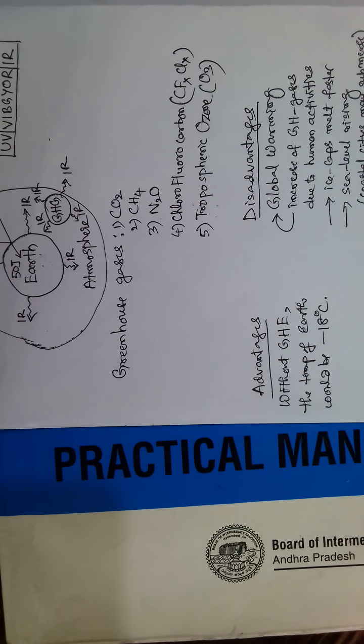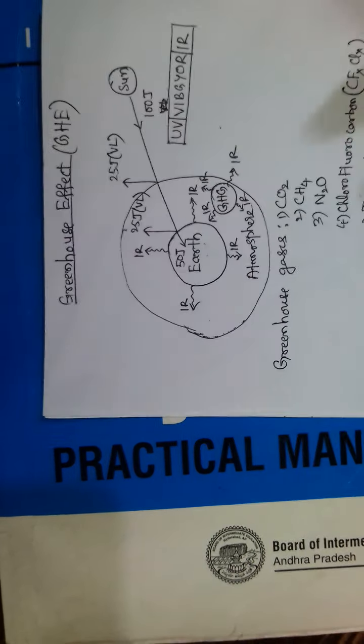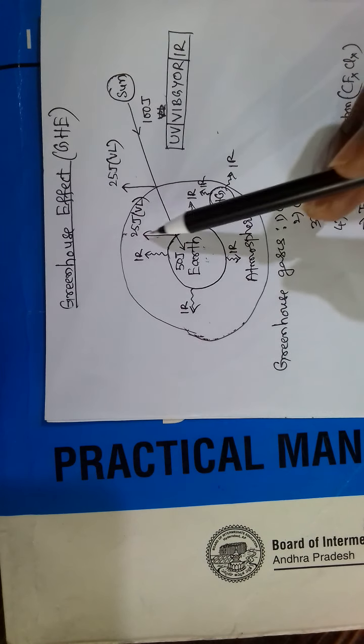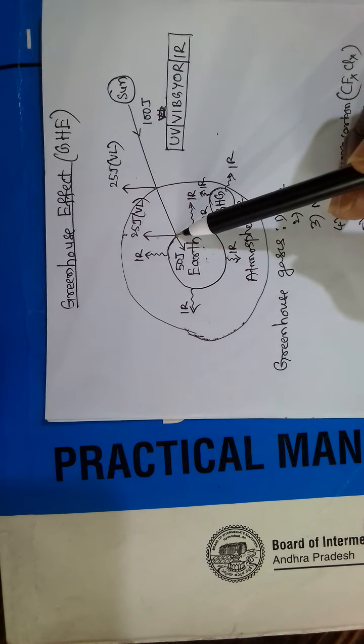First, let us consider advantages. If there is no greenhouse effect, the temperature of earth would be around minus 18 degrees centigrade, because from the sun 100 joules of heat is coming towards our earth. Out of the 100 joules, only 50 joules is absorbed by the earth. Here 25 joules is reflected by the earth atmosphere. Here 25 joules is reflected by the earth surface. It is only absorbing 50%.